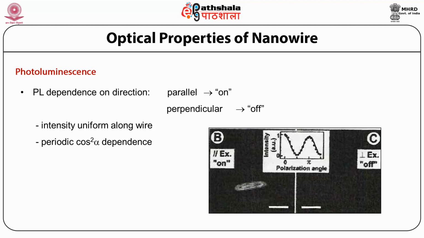For example, PL properties of semiconducting nanowires are shown in this figure, from which we can see that the PL depends on the polarization direction: light polarized parallel to the wire gives PL, and PL is off in the perpendicular direction. Also, the PL intensity is uniform along the wire length and shows a cos squared alpha dependence along the perpendicular direction.